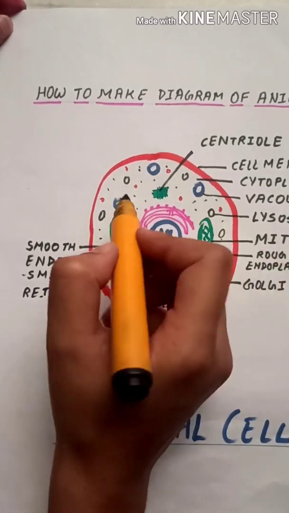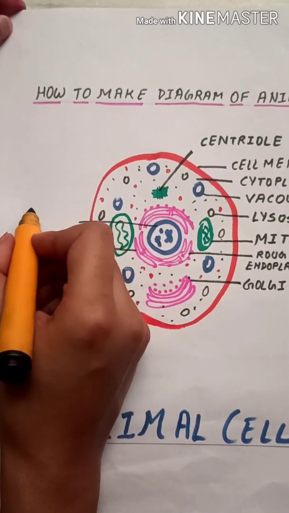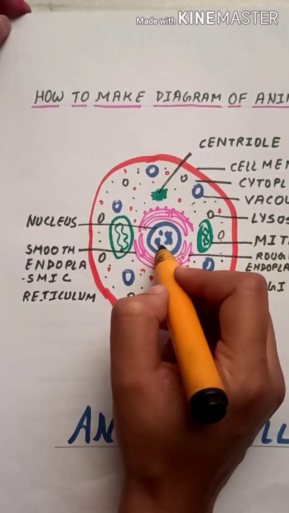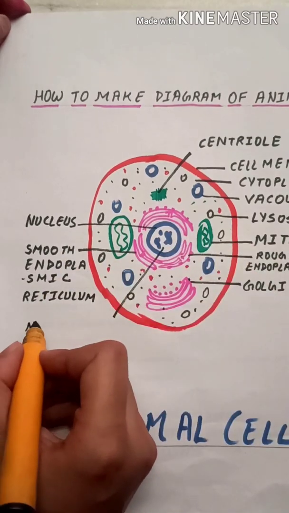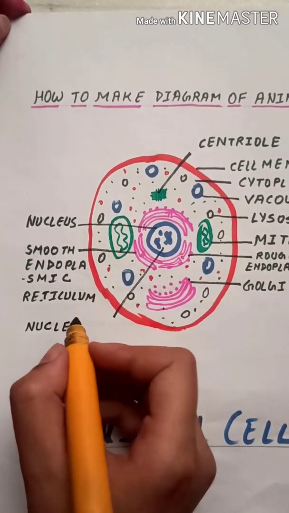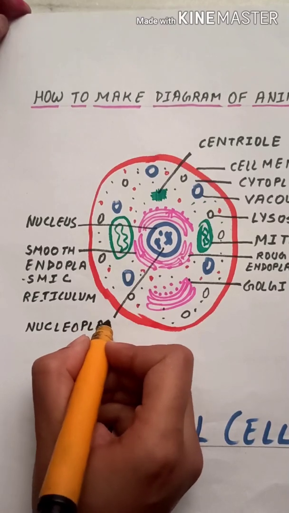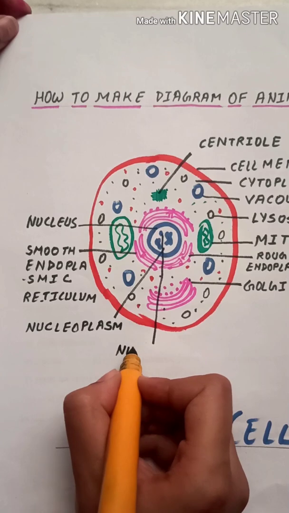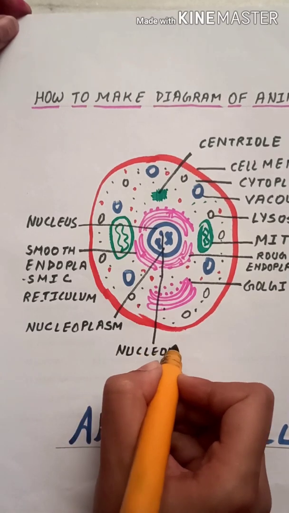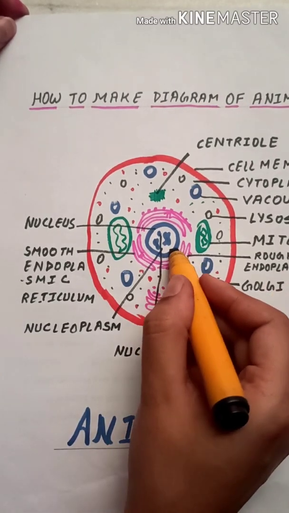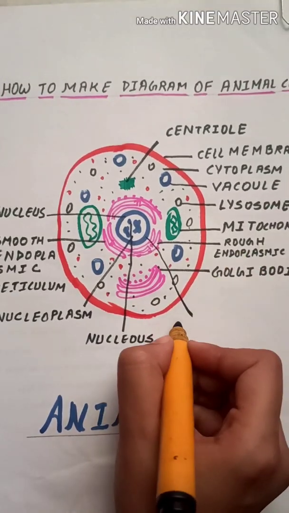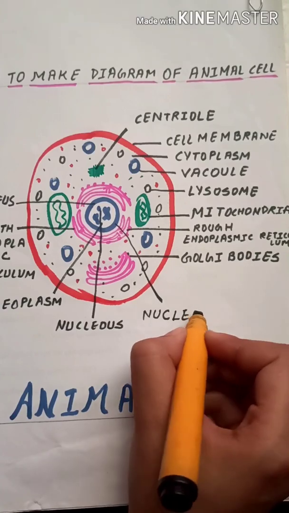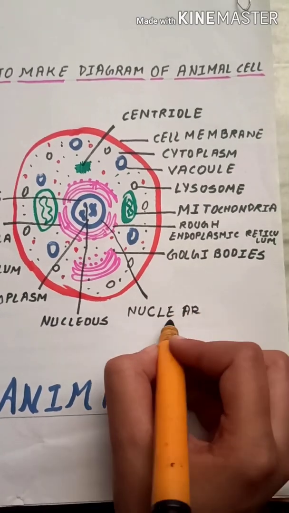The circular ball-like structure present in the center of the cell is known as the nucleus. It contains nucleoplasm. The jelly-like fluid present inside the nucleus is nucleoplasm. One more ball-like structure present inside the nucleus is the nucleolus. The outer covering of the nucleus is known as the nuclear membrane or nuclear envelope.